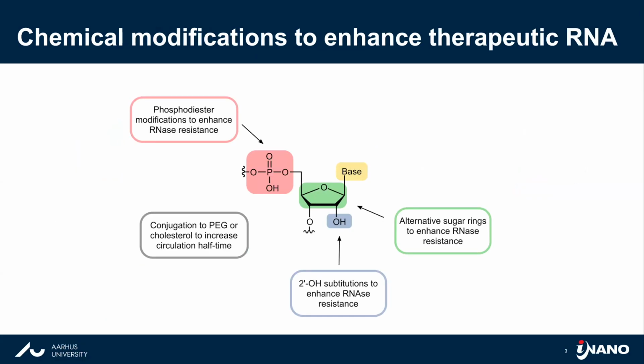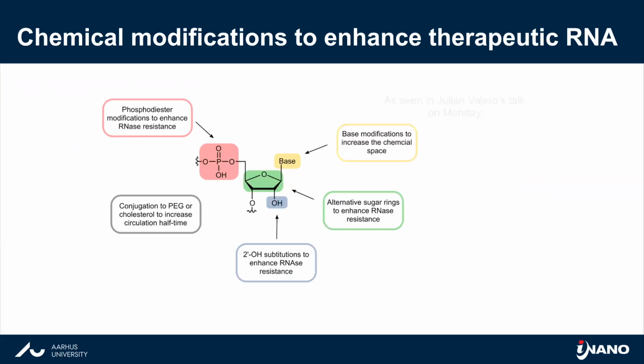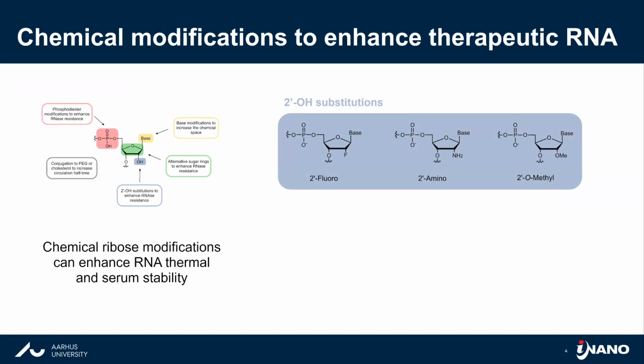Luckily, there are many different positions where we can modify the RNA. We can change the phosphate backbone, we can use alternative ribose triggers, or we can modify the 2' end of the sugar. There is also a different position where we can modify the RNA, in the bases. In our lab we also do base modifications, but you already heard about that on Monday from Julian. I'm now interested in increasing the stability of the RNA.